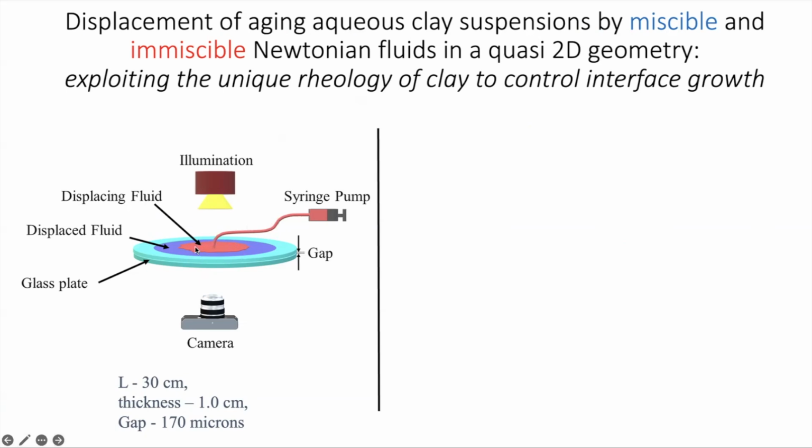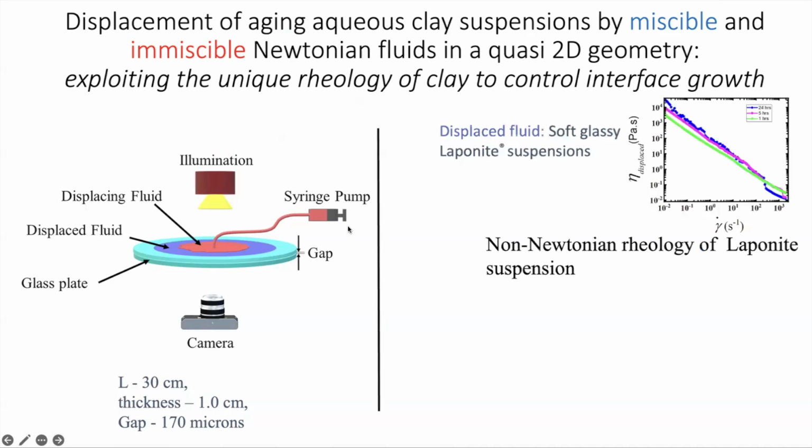In most cases, the interfacial growth is unstable, and that is what we follow with this DSLR camera from the bottom. So that our data looks good, we illuminate it from the top. And just to remind you, in this case the displaced fluid is our soft, glassy laponite suspension, which is non-Newtonian. And not only is it non-Newtonian, it also ages. Its properties evolve with time.